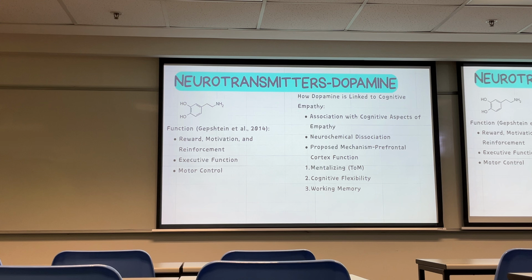This binding is like a key fitting into a lock, which triggers a change in the receiving neuron, either exciting or inhibiting. The final step is reuptake. After delivering its message, dopamine is released from the receptor. A protein called the dopamine transporter then acts like a vacuum cleaner, sucking dopamine back into the original neuron to be recycled for future use. This cycle of release, binding, and reuptake is how dopamine transmits its signal across neural circuits.